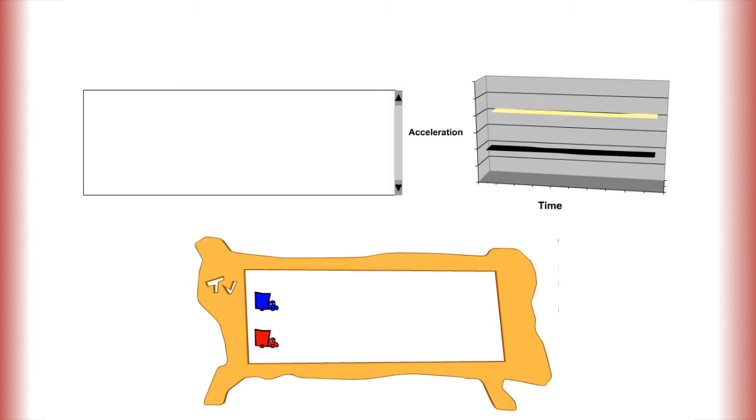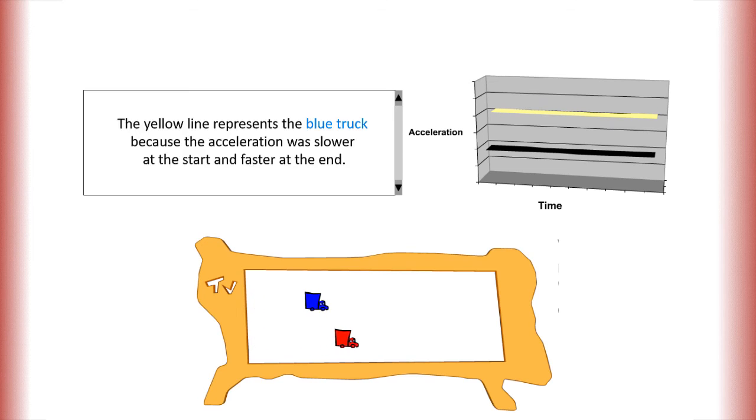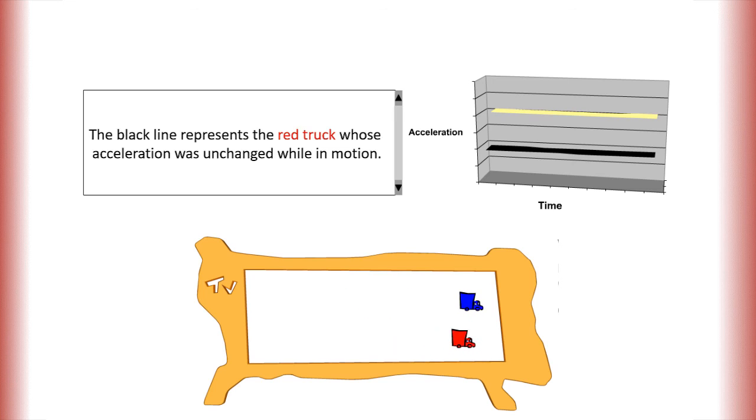Based on the graph below, which line represents the blue truck and which line represents the red truck? The yellow line represents the blue truck because the acceleration was slower at the start and faster at the end. The black line represents the red truck, whose acceleration was unchanged while in motion.